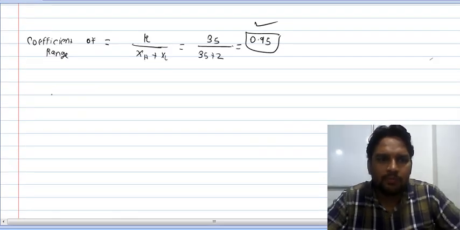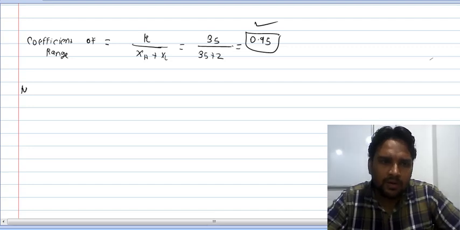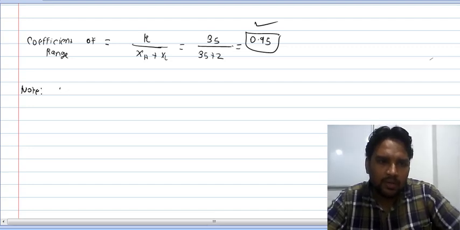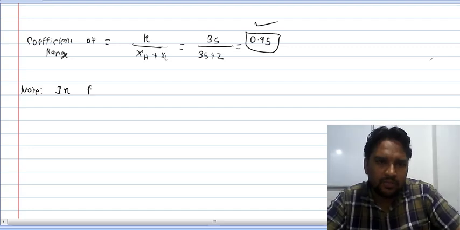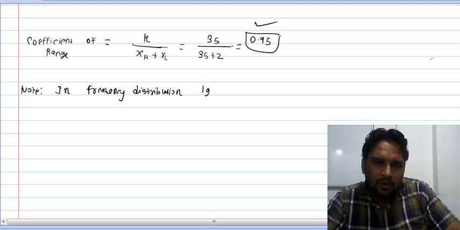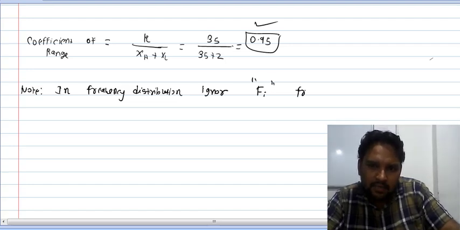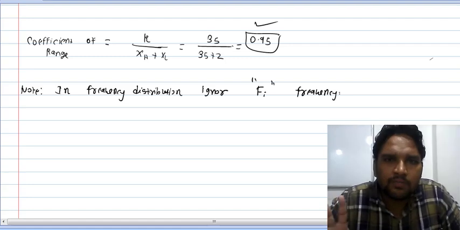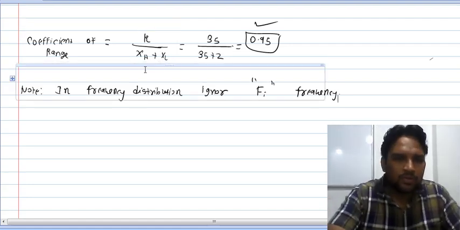So remember note number 1 here, a very important note. In a frequency distribution, ignore fi, that means frequency. Understood this? Clear now? Now question number 3.